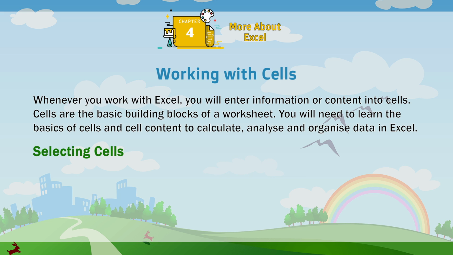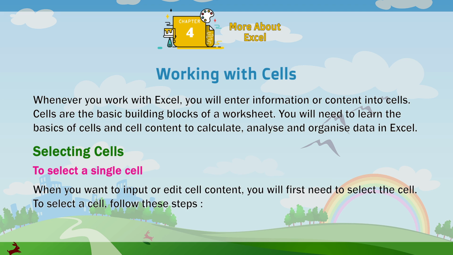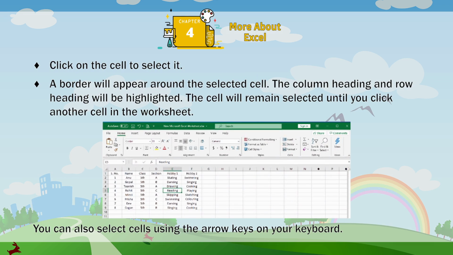Selecting cells. To select a single cell, when you want to input or edit cell content, you will first need to select the cell. To select the cell, follow these steps. Click on the cell to select it. A border will appear around the selected cell. The column heading and row heading will be highlighted. The cell will remain selected until you click another cell in the worksheet. You can also select cells using the arrow keys on your keyboard.